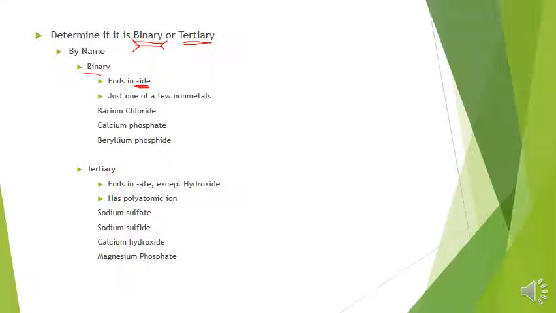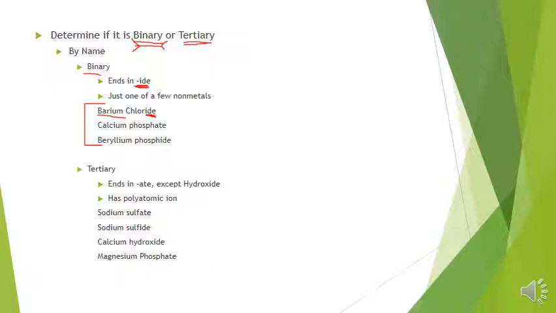Okay. Also, there's not many nonmetals. So let's look at some examples, and see if they're binary or not. Barium... These are all ionic compounds. I'm telling you that, and that they all have metals in them. Now you have to decide if they're binary or not. Chloride ends in "ide," so you're pretty sure that it is binary.